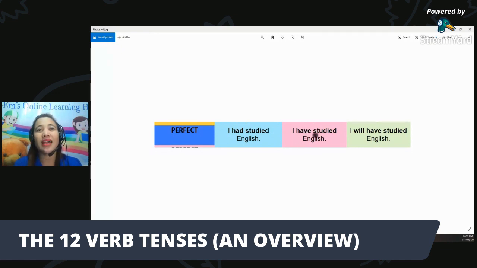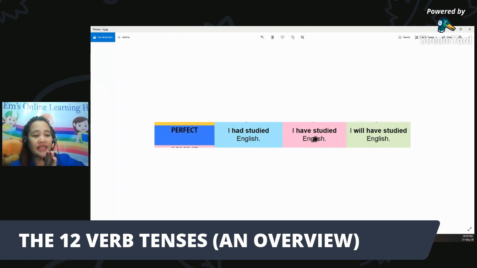So as you can see, I have studied English. So when are we going to use this? So to use this is to indicate past action which is not defined by a time of occurrence. So again, this is to indicate past action which is not defined by a time of occurrence. All right? Or to indicate an action which started in the past and has continued up until now.